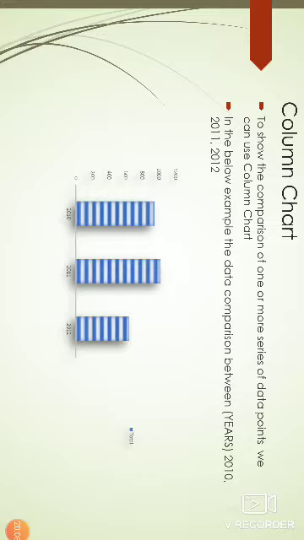In that, the first one is the column chart. This column chart shows the comparison of one or more series of data points. It shows the comparison between the years.